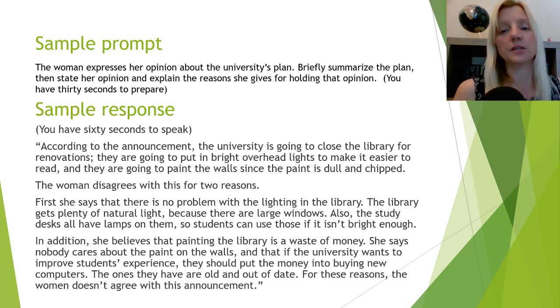According to the announcement, the university is going to close the library for renovations. They're going to put in bright overhead lights to make it easier to read, and they're going to paint the walls, since the paint is dull and chipped. The woman disagrees with this for 2 reasons. First, she says there is no problem with the lighting in the library. The library gets plenty of natural light because there are many large windows. Also, the study desks all have lamps on them, so students can use those if it isn't bright enough.